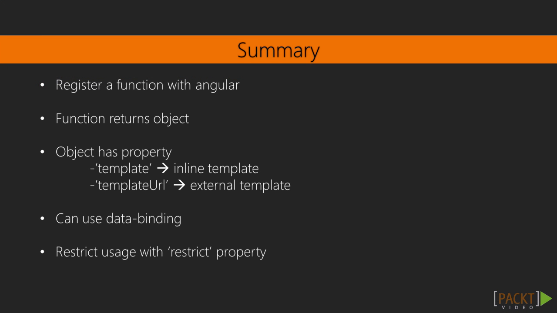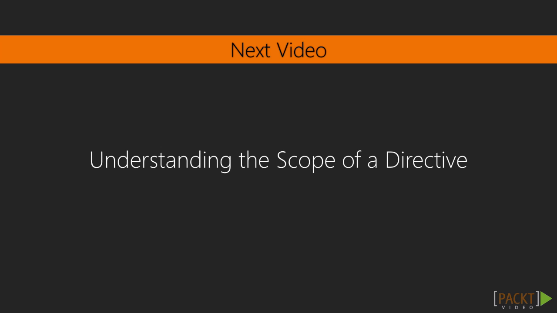In conclusion, a directive is defined by registering a function that returns an object with Angular. The object has either a property template or template URL, which define the layout of the directive inline or externally. We can use data binding to bind to models on the scope of the parent controller. We can define how the directive can be used as attribute, element, or class name. In the next video, we are trying to understand the scope of a directive.